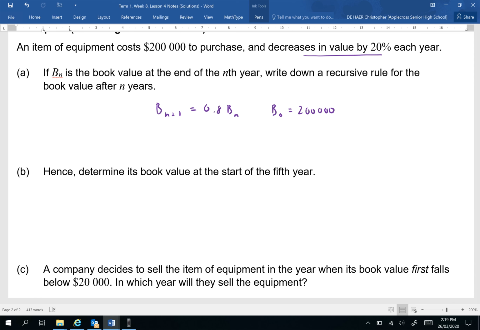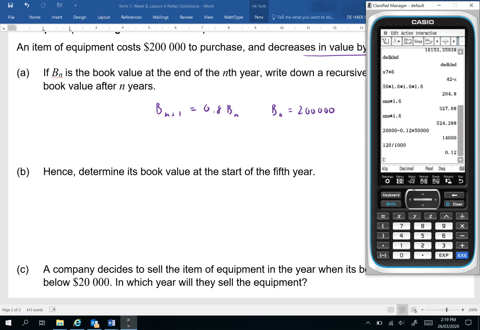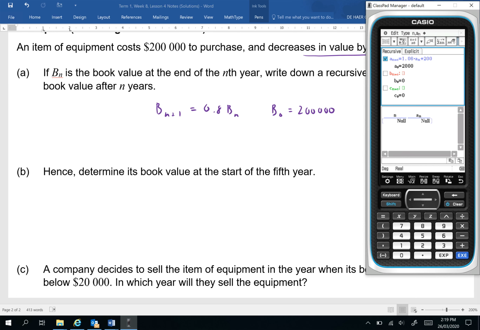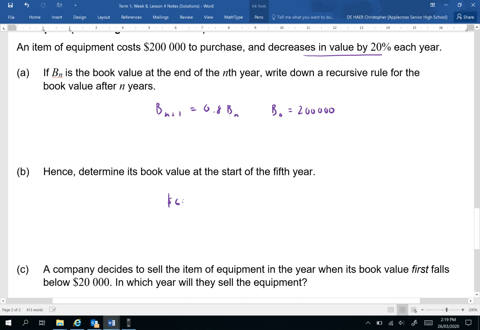Determine its book value at the start of the 5th year. So that can just be done in the ClassPad. So we can go into sequence and we can just put that into our ClassPad, making sure, of course, that we've selected the right type. Generate our sequence, and we can see that the book value after the 5th year is going to be $65,536.